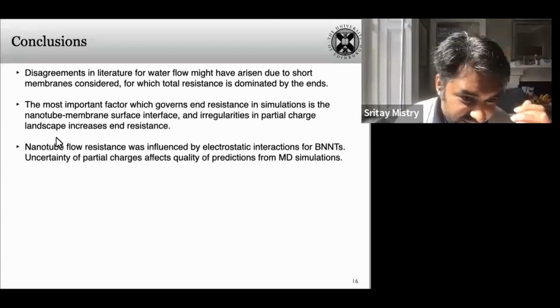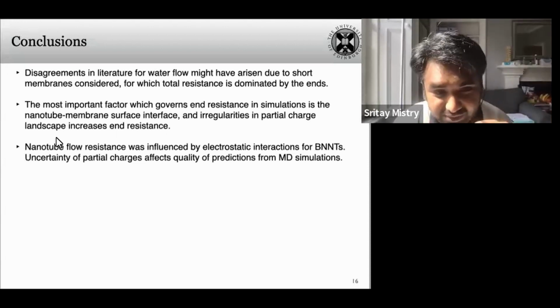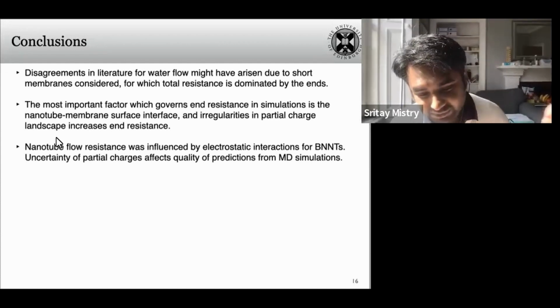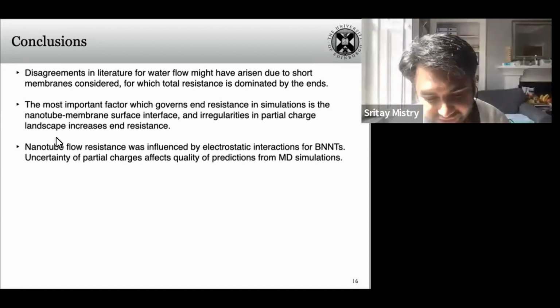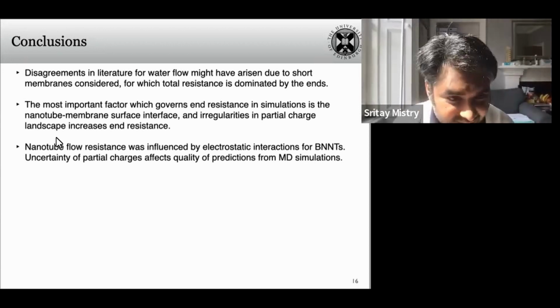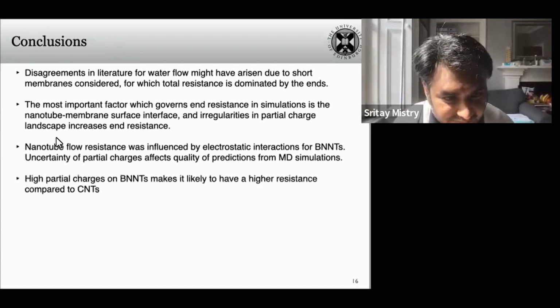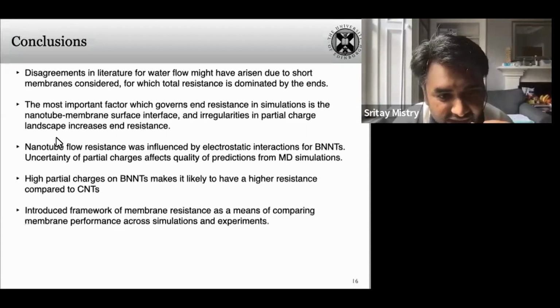Nanotube flow resistance, depending on what you choose your charge to be, can be very high or it can be very low. Because our experiment showed that the resistance was higher than CNTs, we tend to be on the side of higher partial charge for the BNNTs. High partial charges make it likely that the BNNTs will have a higher resistance.